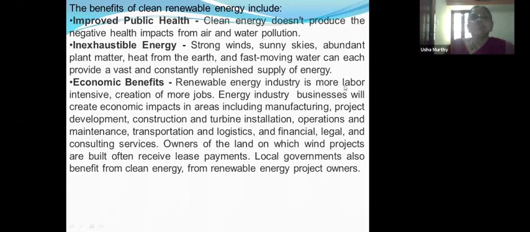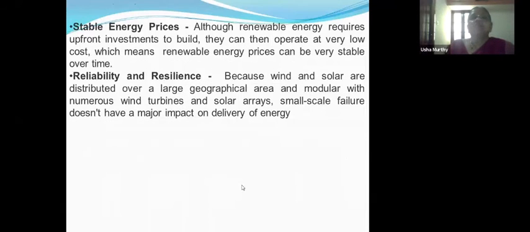Renewable energy is much more labor intensive. It creates more jobs. The energy industry creates economic impacts in areas including the manufacturing process, development, construction, turbine installation, operation and maintenance, transportation, logistics, financial, legal, and consulting services. Owners of the land on which the wind projects are built often receive these payments, and local governments can also benefit from clean energy from renewable energy project owners.